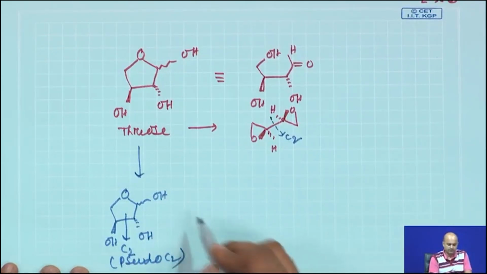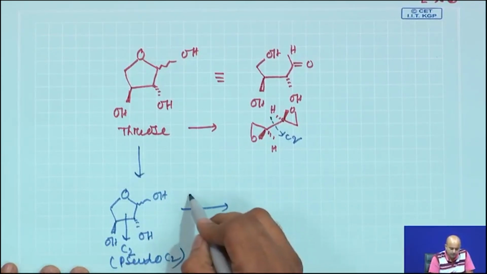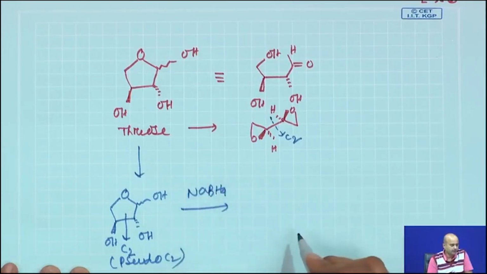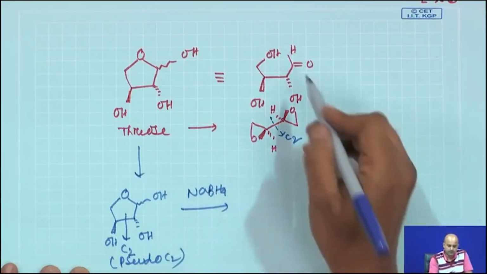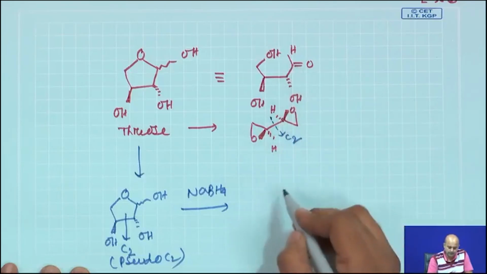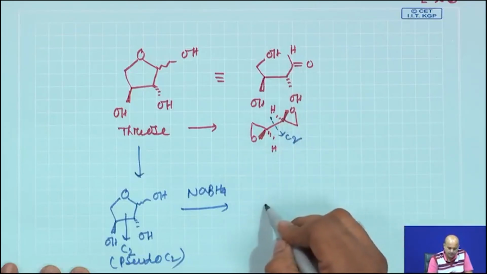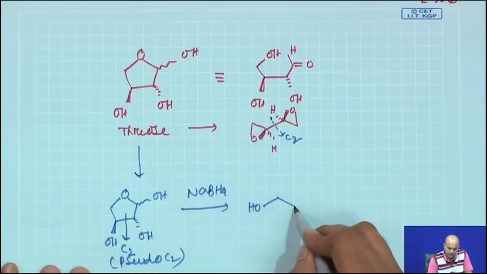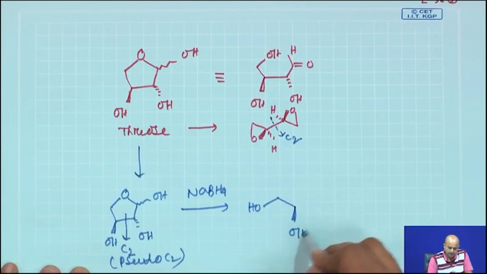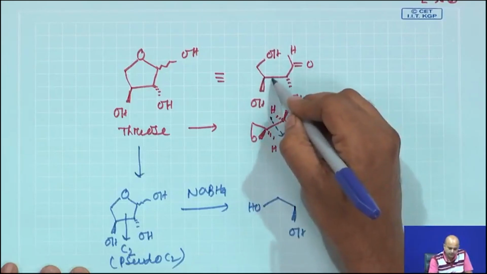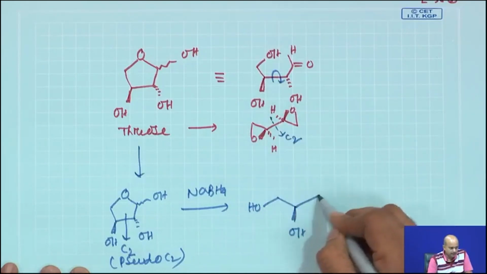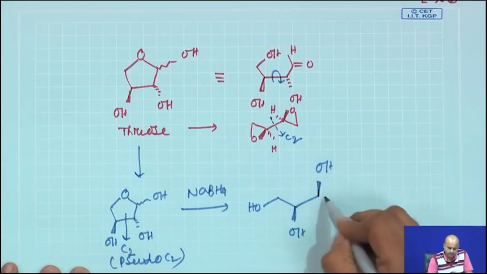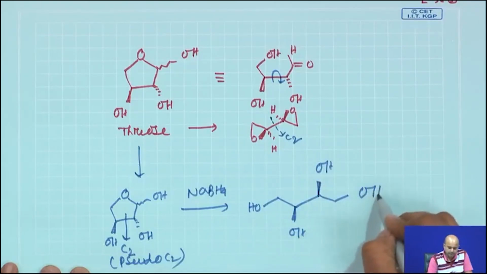Now, how does it help? What you do is treat this threose with sodium borohydride. Sodium borohydride basically reduces this aldehyde to give you an open chain compound. Now, if you draw the structure of this open chain compound, the CH2OH bond rotation is free, and drawn in this particular way, you basically get this compound.